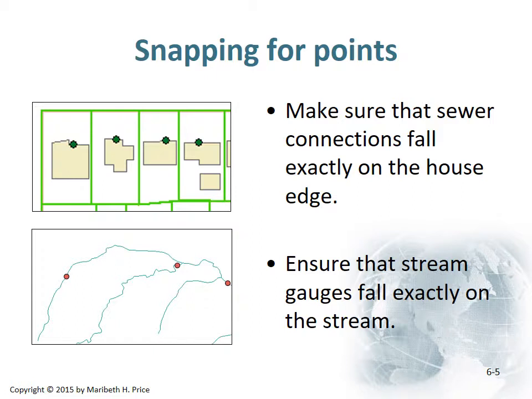Or on the bottom, ensuring that stream gauges that measure stream flow, velocity, river heights, and things like that are actually located on the stream where the instrument is located that makes those measurements. So snapping here for points makes a lot of sense to take advantage of if you need to ensure that those geographic spatial relationships are maintained. Your logical consistency then is good.